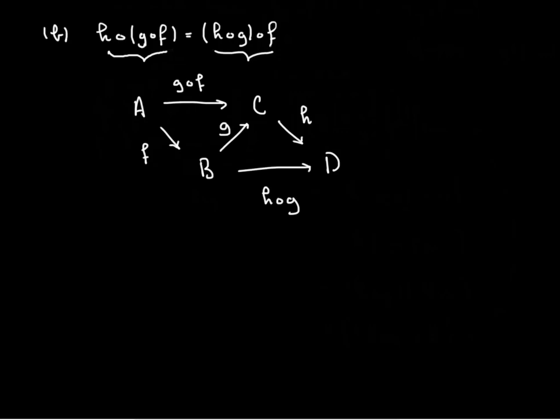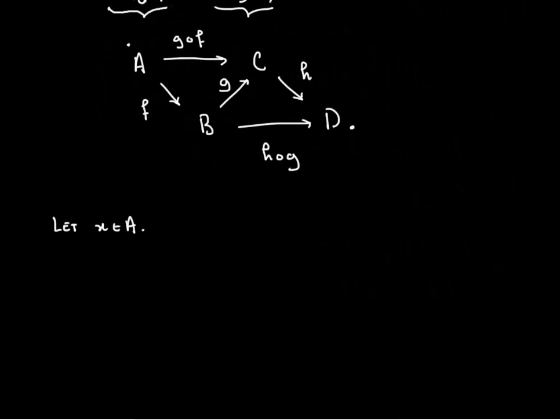And there you have it. Both functions start with A, so our domain is A, and our codomain is D. Next, what we need to verify is that both functions assign x, an arbitrary element of the domain, to the same element in the codomain. Let me bring that down a little bit. I'm going to start with the left side.